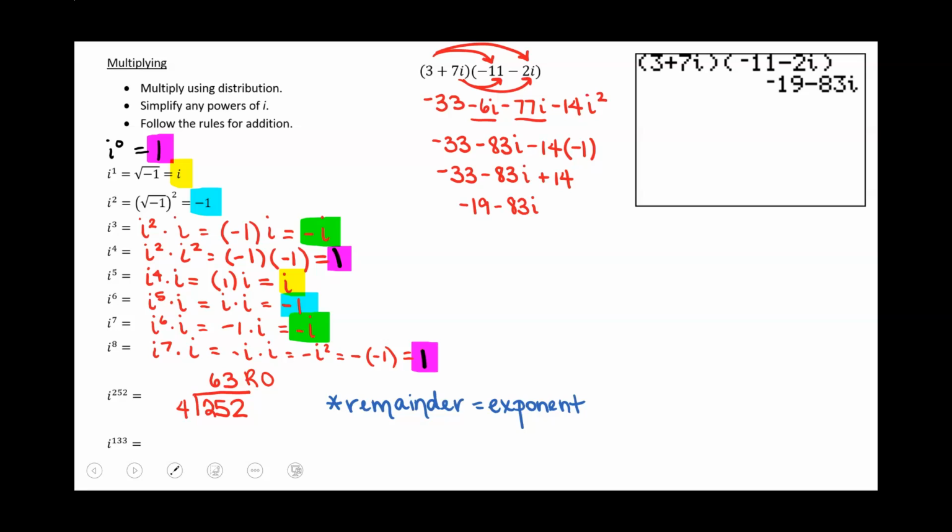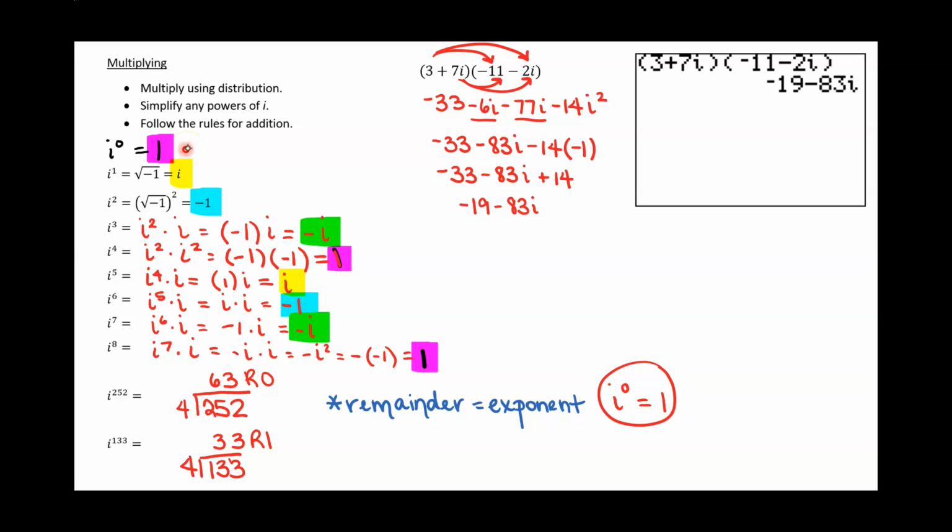If I take that exponent of 252 and I divide it by the pattern of 4, that tells me you're going to get 63 of those complete patterns with a remainder of 0. That remainder can become my new exponent. So what I mean by that is that i to the 252nd will be the same as i to the 0. My remainder becomes my exponent. All right, then i to the 0, of course, was 1 right up here.